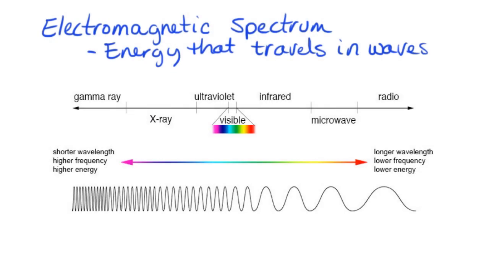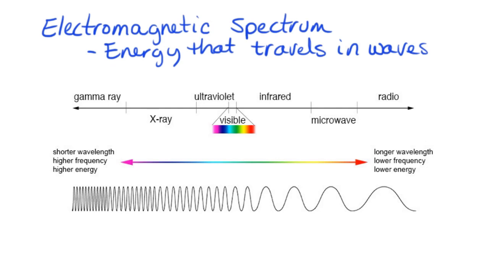The electromagnetic spectrum describes various forms of energy that travel in waves. So that's the similarity between them. And if we look at this spectrum in the image here, we can see that there's a variety of energy forms that do travel in waves. And we can talk about radio waves, microwaves, gamma rays, etc.